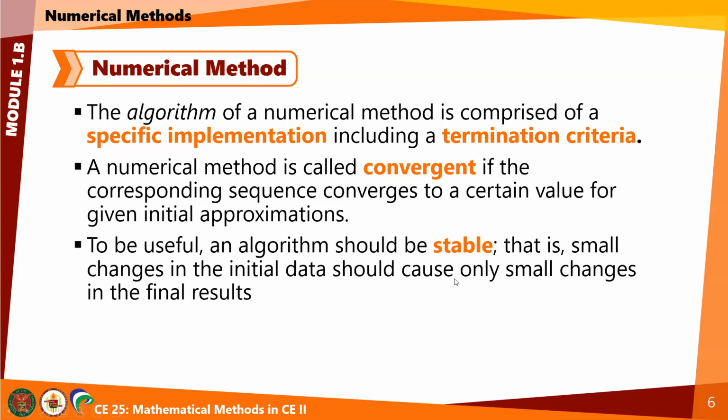Let's continue. To be useful, an algorithm should be stable. That is, small changes in the initial data should cause only small changes in the final results. So when you say stable, you will see this in the later modules, but sometimes our solution jumps from one value to a higher value drastically. So in that case, yung algorithm nyo is not stable. These are just definitions, but I hope you can see this in the next modules.